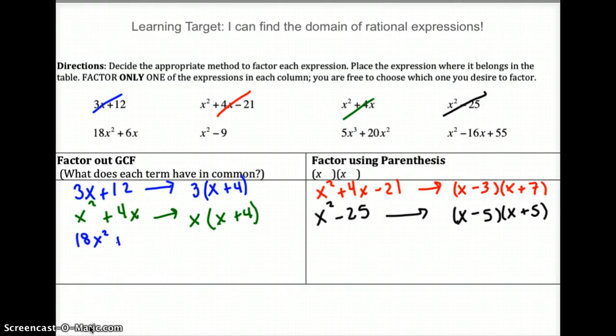I'll pause because I'm not going to wait on the camera. Like I already talked about, they share a 6x. What can I multiply 6x by that would get me back to 18x squared? That would be 3x. And what can you multiply 6x by that would keep you at 6x? Well, a 1. So we'll just do a plus 1.